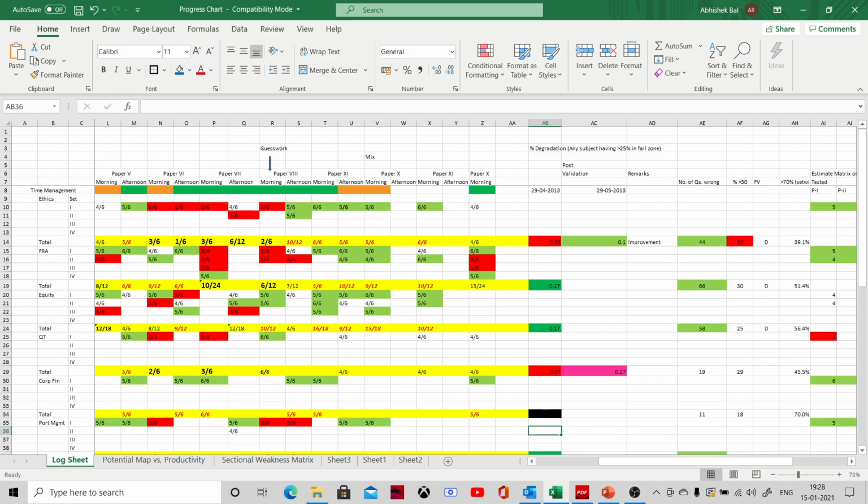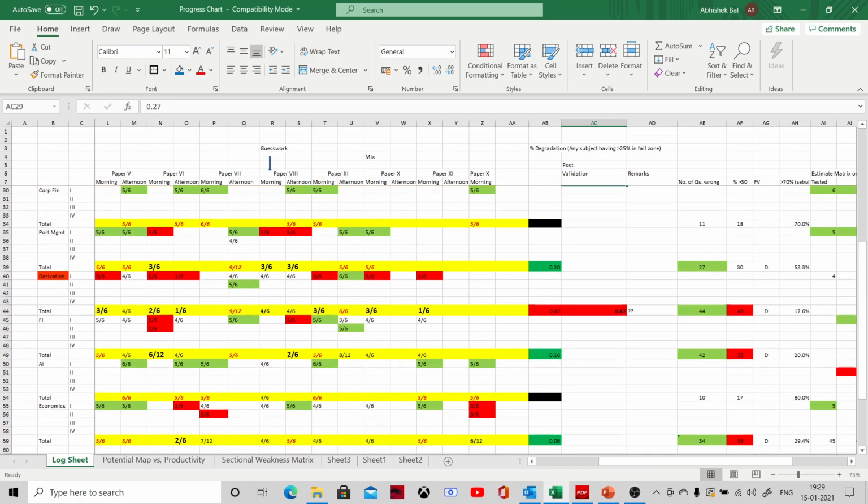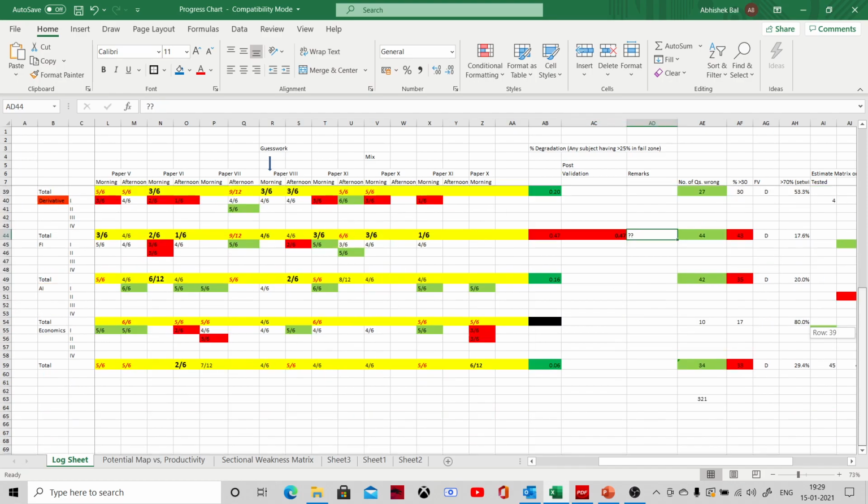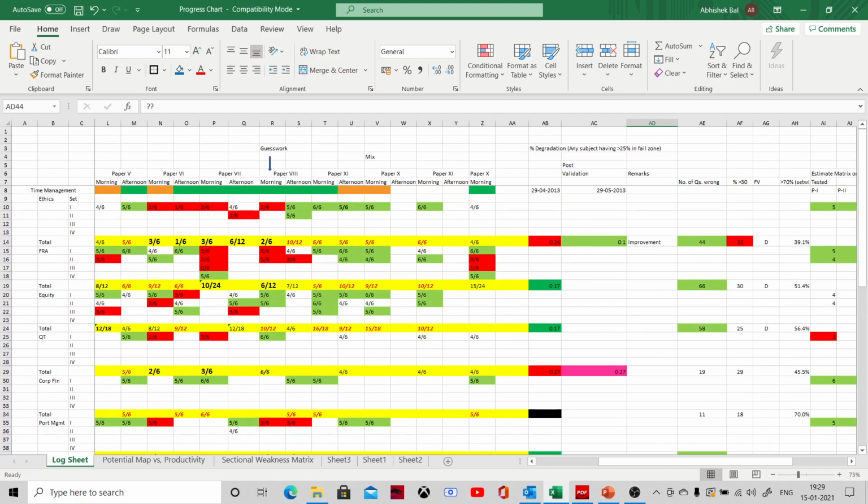So you can see that this was dated from 29/4/2013 till 29/5/2013. After I put in my effort, I revalidated myself, wherein I saw that the item sets are coming down drastically, with fewer item sets where I am scoring 50% or less. So I marked this as an improvement. Even after that, QT was an area where I had not done any improvement at all. Derivatives was an area where I still did not do much good, and that's been marked with a question mark here as well.